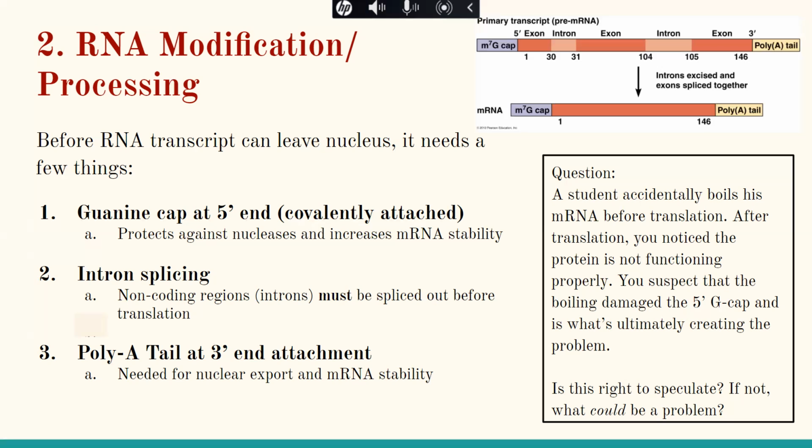Same thing goes for the poly A tail. It doesn't really seem like that might be a problem. So in this scenario specifically, it may seem like the intron splicing may be the problem, if you're only considering these three things. But of course, like you just mentioned, there could be several possibilities for what went wrong with this.